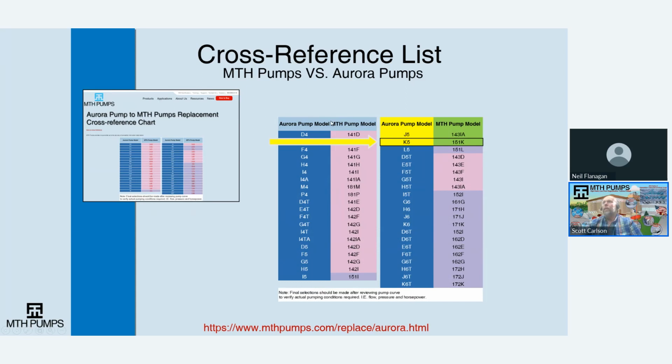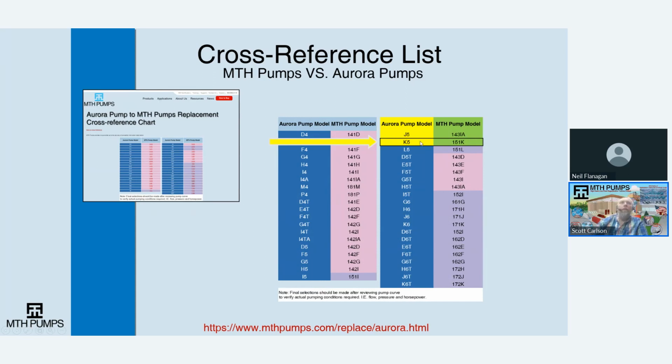So over the last couple of years, we've learned that Aurora Pump is not making several of the models that they used to make. And as a result, we've seen quite an uptick in the amount of business that we've received for replacing Aurora pumps that have worn out or just time to replace the pumps because you can't really get parts for them either. And so in this example, we have the Aurora pump model K5, and it would cross over hydraulically to a 151K.